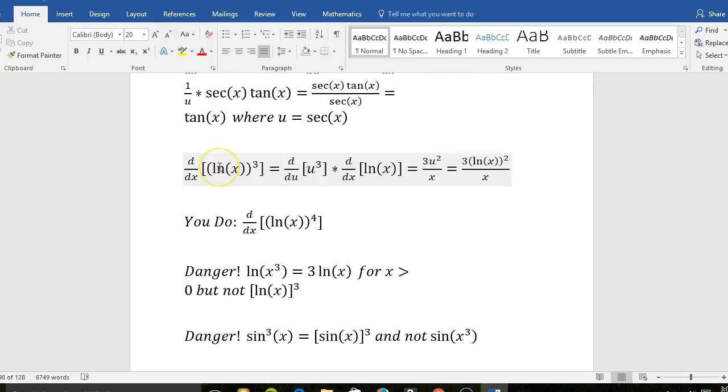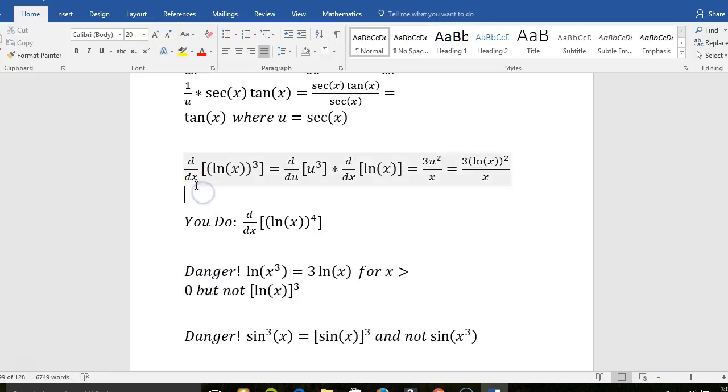Now, here's something you have to be careful about. That was actually a fairly nice problem. This one, please be very careful. Go ahead. See where I've got this highlighted? What I'm going to do next is not the natural log of x cubed. I'm going to cube the natural log of x. That is not the same thing as this guy down here.